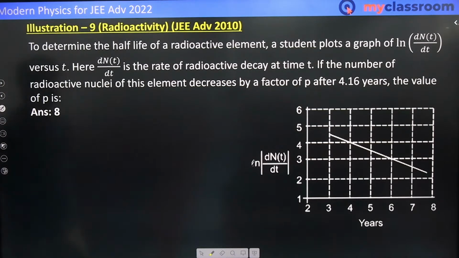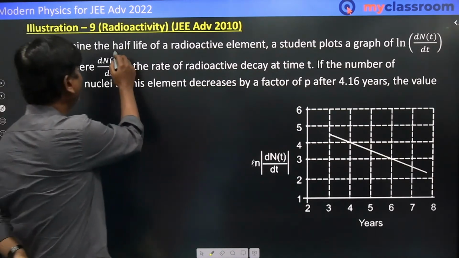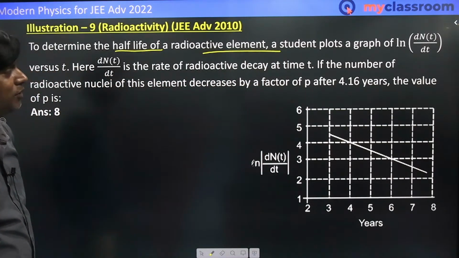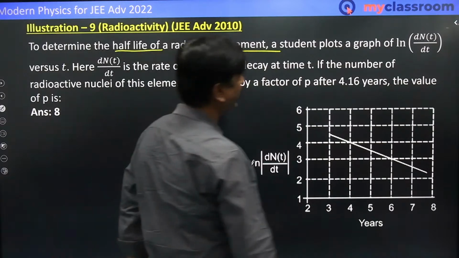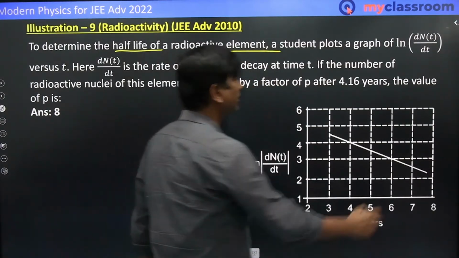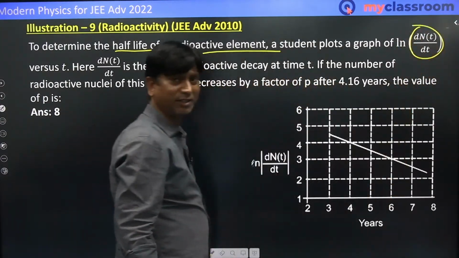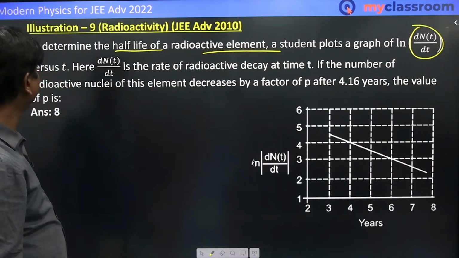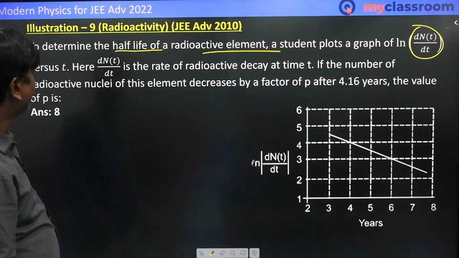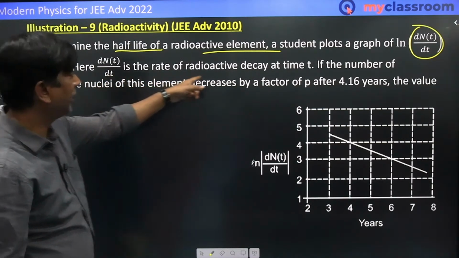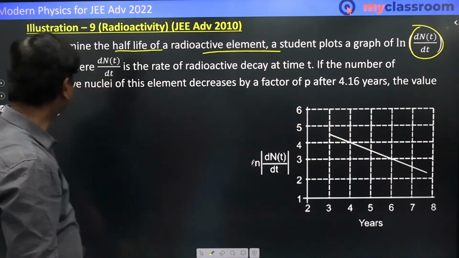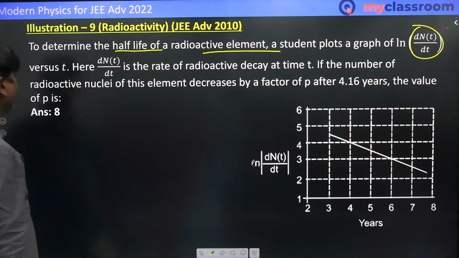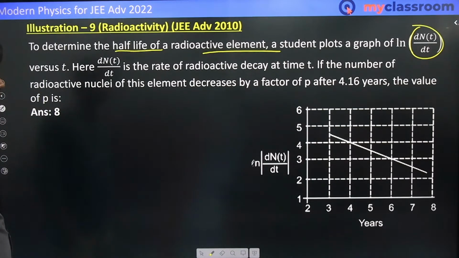To determine the half-life of a radioactive element, a student plots a graph of ln of dN/dt versus t. This dN/dt is nothing but the rate of disintegration, the rate of radioactive decay at time t, we know that. If the number of radioactive nuclei of this element decreases by a factor p after 4.16 years, what is the value of p they are asking.